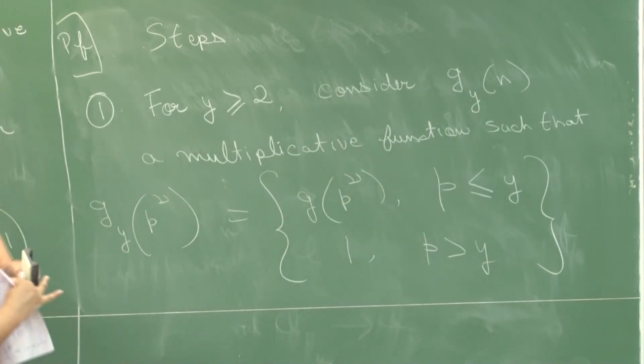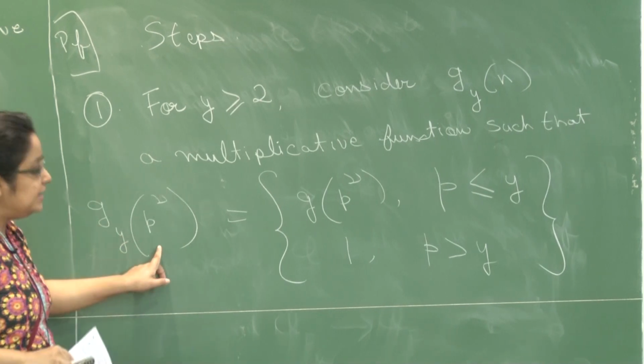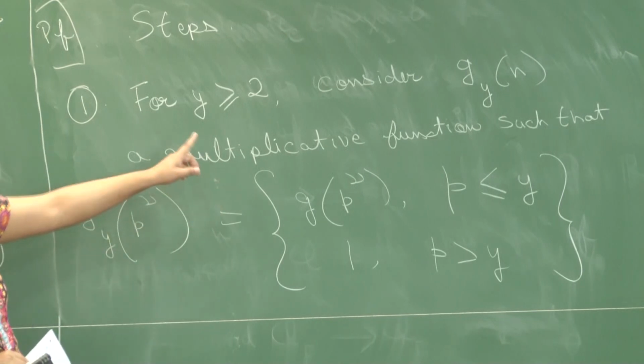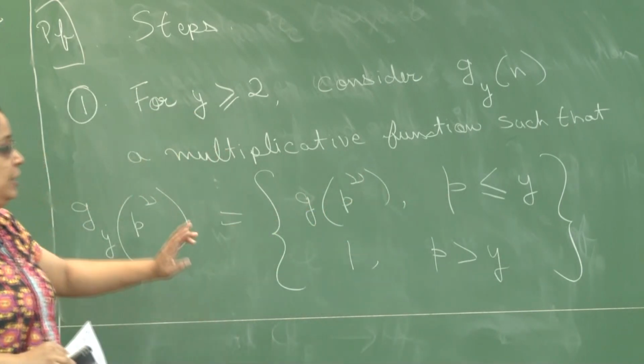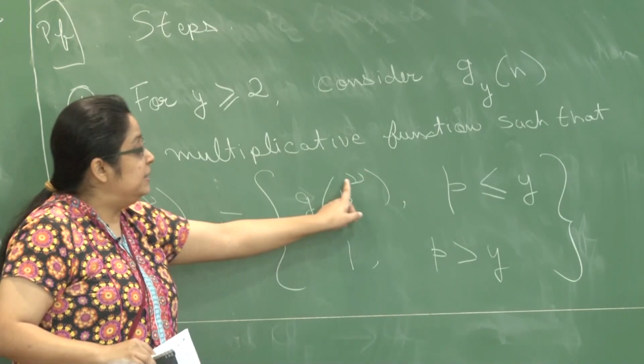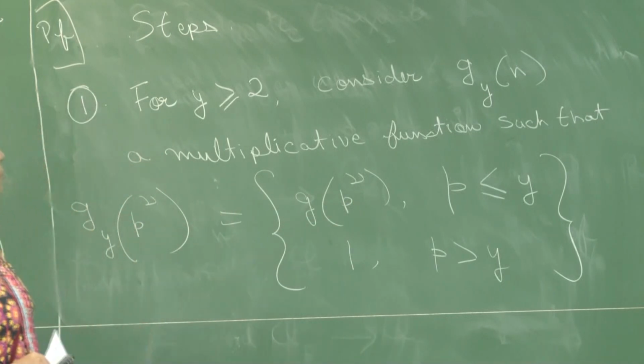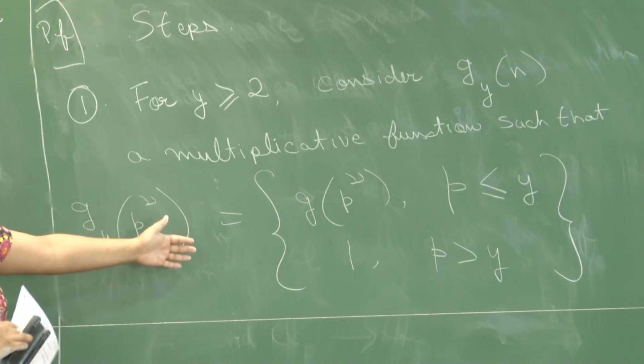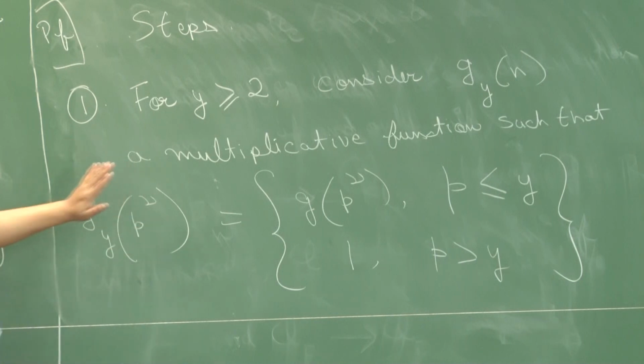You can think of this as some kind of a truncation of g, where now it takes exactly the same values as g at those prime powers where the primes are less than or equal to y. I am not saying that the prime powers are up to y. Prime powers could be very, very big, but the prime p itself has to be less than or equal to y. Once you know how it behaves at prime powers, you know how it behaves at all the natural numbers n. And of course, g sub y of 1 has to be equal to 1.